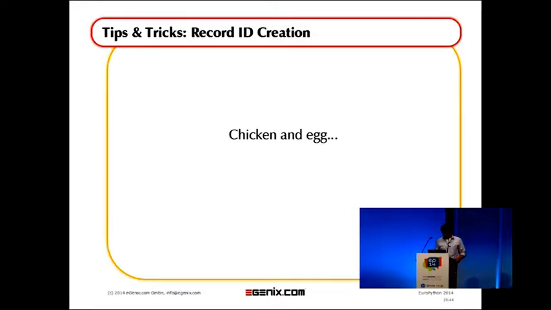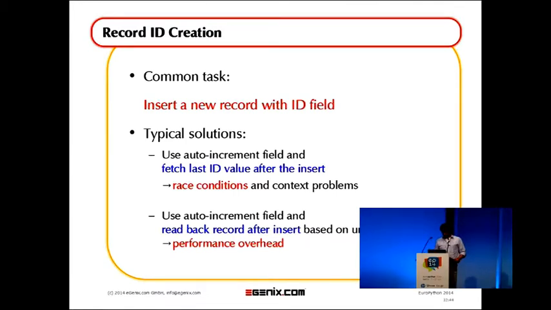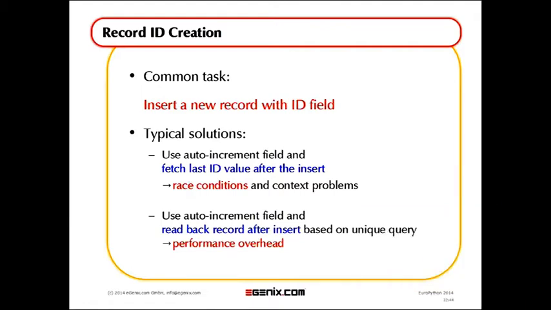Tips and tricks. This is just a collection of random stuff that I thought might be interesting for you. Typical problem you have is record ID creation, so you want to put a new row into your database. You need an ID for that record. And you have this kind of chicken and egg problem, because a typical way of doing that is to use an auto increment column in your database and just have the database deal with that, or you have a sequence and get your IDs from that sequence in the database.